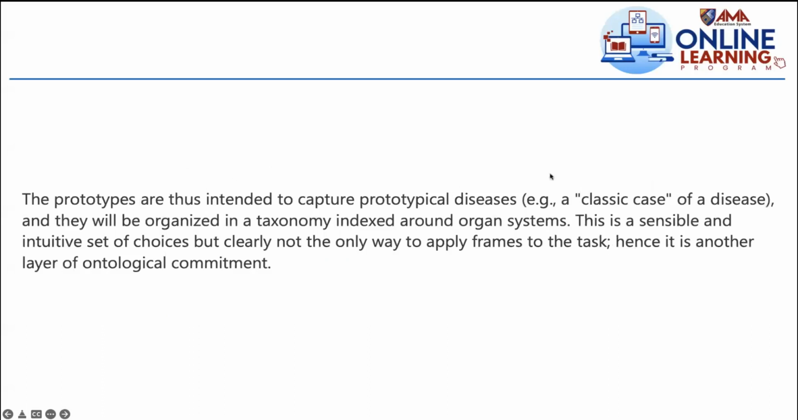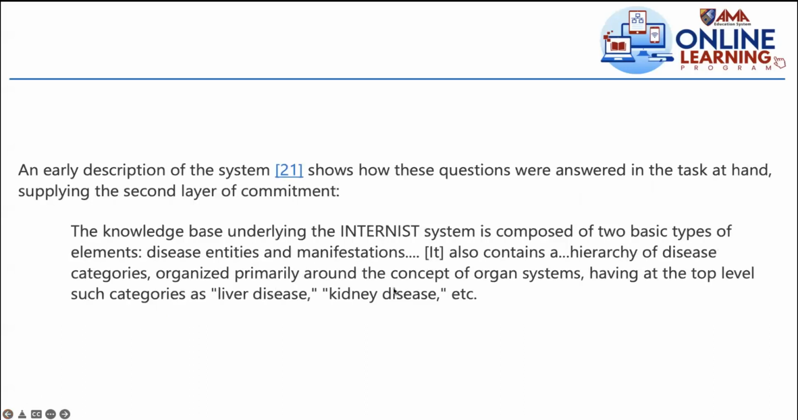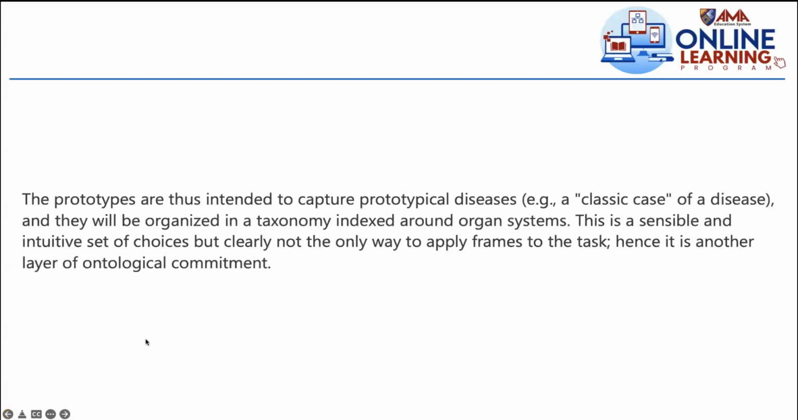So in terms of prototypes, for example, a classic case of a disease, they will be organized in a taxonomy indexed around organ systems. Organ system meaning liver, kidney. So that's the taxonomy there. But of course, it's another story when you put it in a program using a certain programming language appropriate to this choice of KRT, knowledge representation technique, and in this case it's the frame for the Internist.